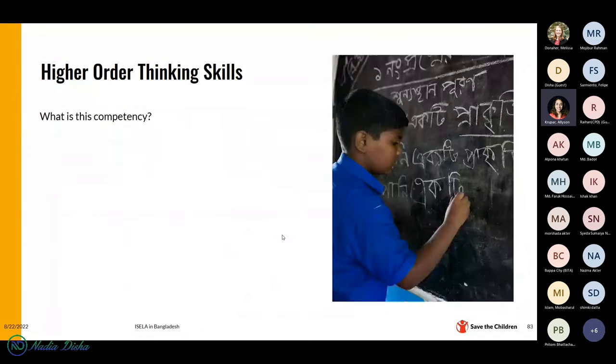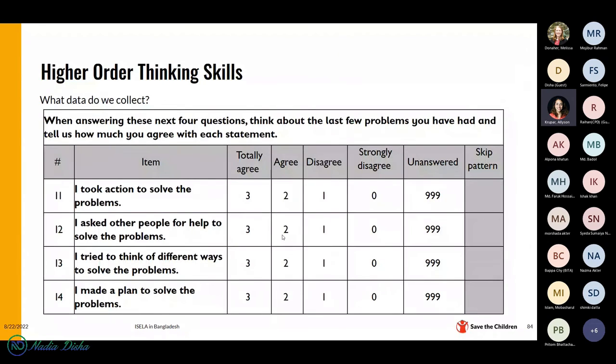And what is higher order thinking skills? I wasn't sure. So that's something we need to discuss a little bit more, on what we mean by higher order thinking skills. But what it's defined as in this tool is being able to solve problems, to ask other people to work to solve problems, to think of different ways to solve problems, and to make plans. So higher order thinking skills can be about analysis, but what we're focusing on here is really problem solving.